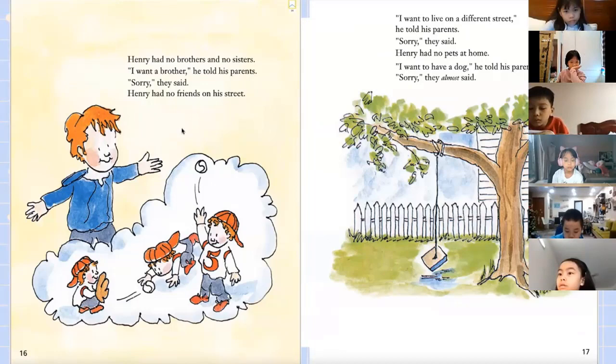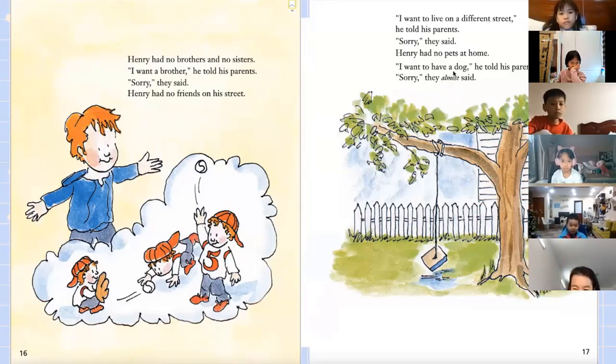So Henry had no brothers and no sisters and no friends on his street, and he wants to live on a different street, he told his parents. Sorry, they said. Henry had no pets at home. I want to have a dog, he told his parents. Sorry, they almost said. So the word almost means that they were going to say sorry, but they haven't said sorry yet. So they haven't said no to him getting a dog yet.